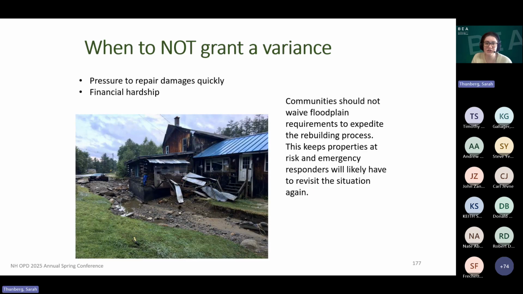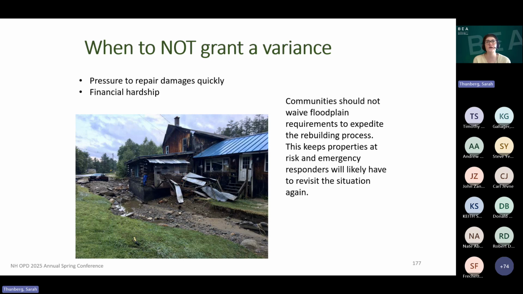All right, so another situation where you should not be granting a variance, and this is a tricky one. Frequently, after there has been a disaster, there is a lot of rebuilding to do, and there can be pressure from homeowners or just other people to repair quickly, and people want to move back into their houses, and I get that, I understand that. But there are certain things that need to happen after there's been a disaster.